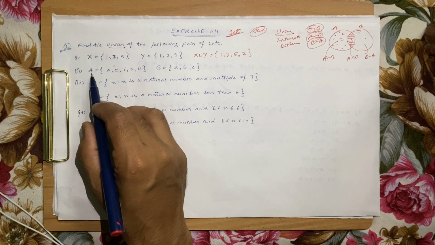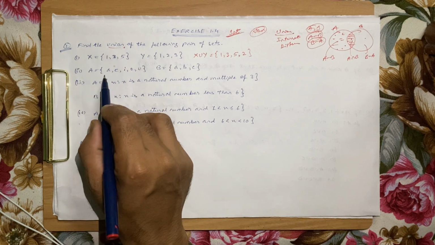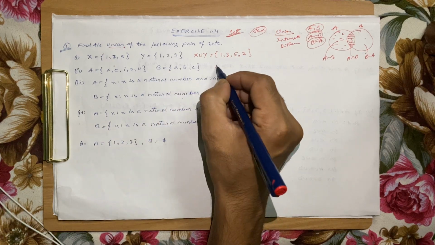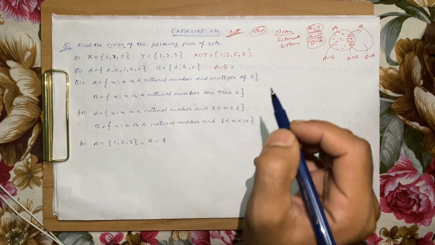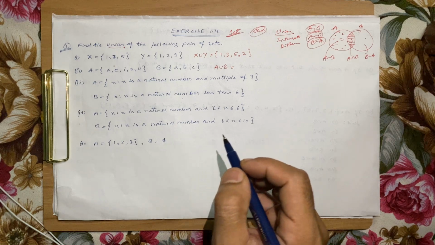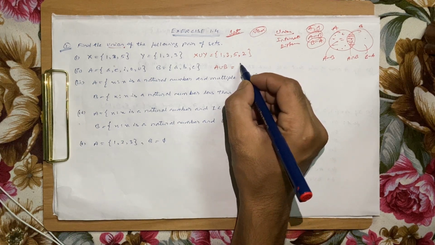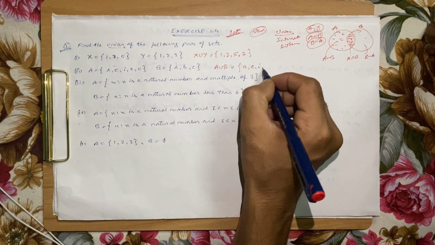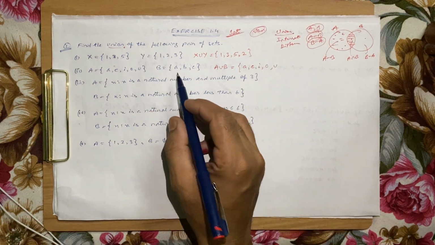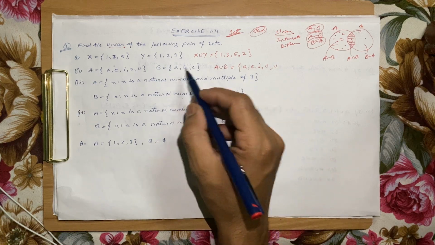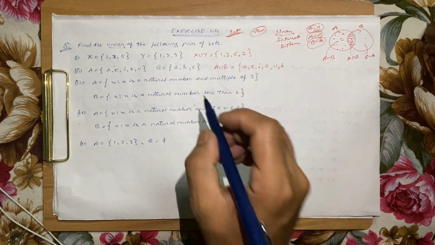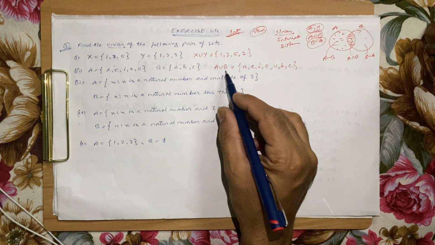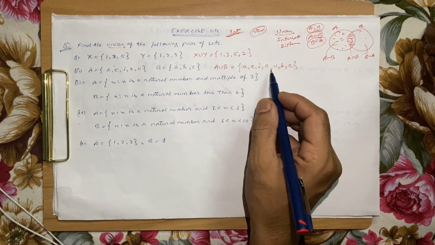Now the next one. A is what? A, E, I, O, U. There are 5 elements here, and there is a set B which has 3 elements: A, B, C. So what will be A union B? It will be the elements of both the sets combined together into one set. Let's write all the elements of the first set: A, E, I, O, U. Now come to the second set. A, I have an A. B, no, I don't have a B, so I'll include the B. C, I don't have a C, so I'll write the C. So this is A union B. Make sure not to repeat any elements.